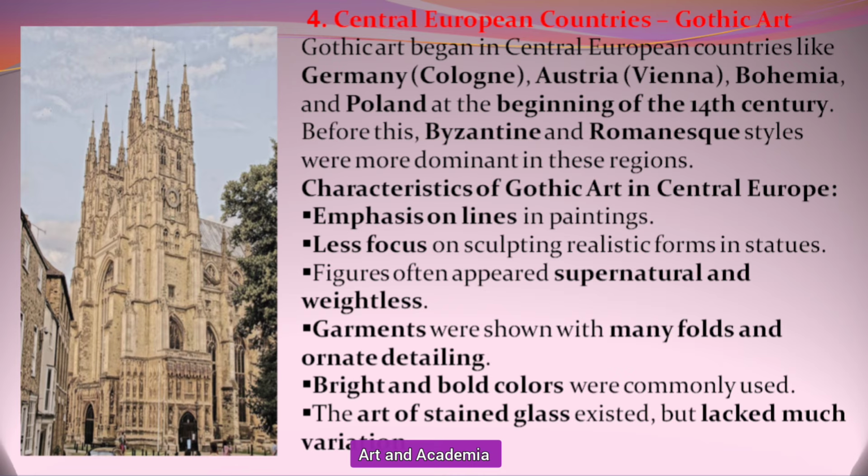Characteristics of Gothic art in Central Europe. Emphasis on lines in paintings. Less focus on sculpting realistic forms in statues. Figures often appeared supernatural and weightless. Garments were shown with many folds and ornate detailing. Bright and bold colors were commonly used. The art of stained glass existed, but lacked much variation.